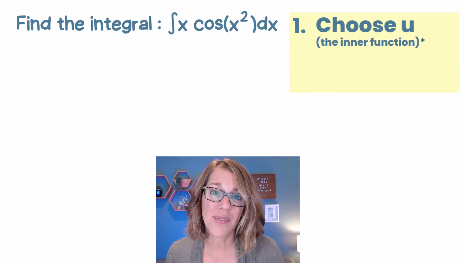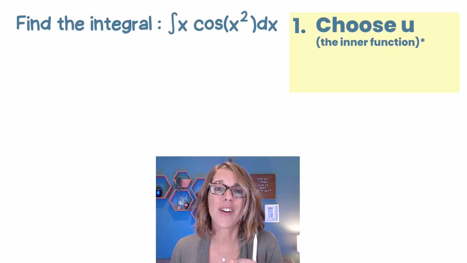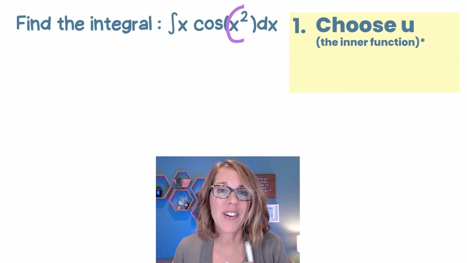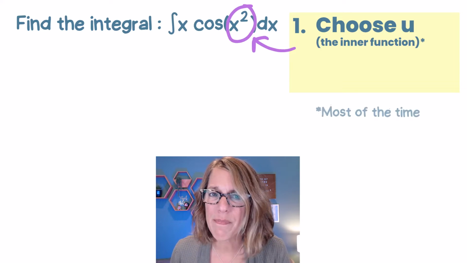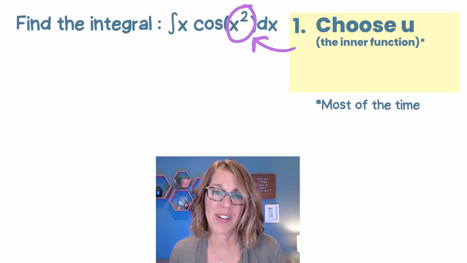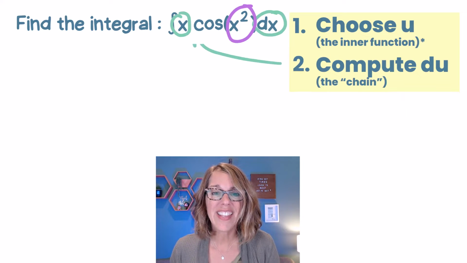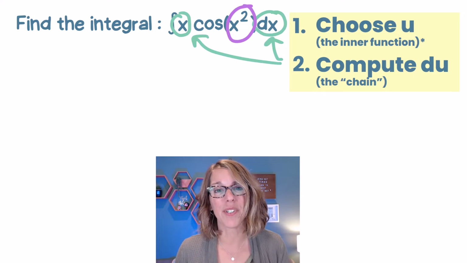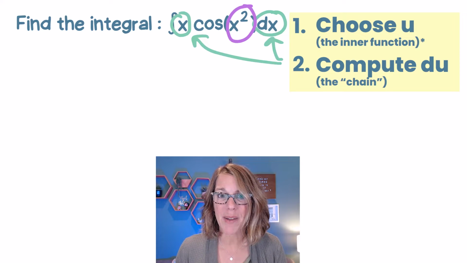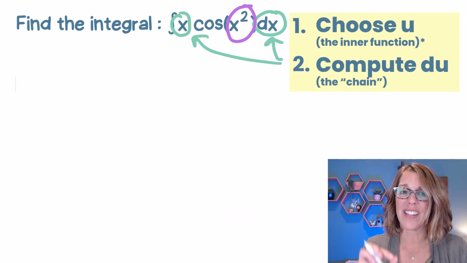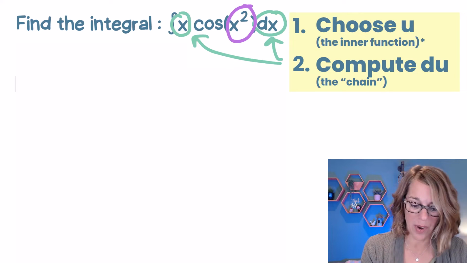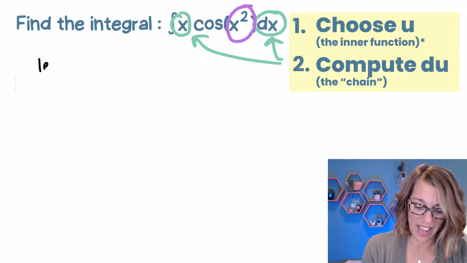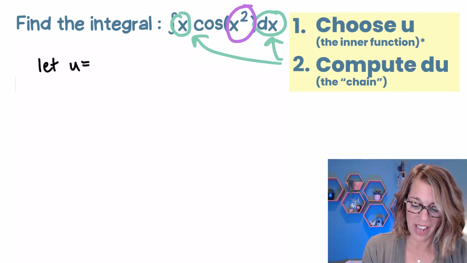Now, as we go through, we want to start by deciding what our u is. That's going to be your innermost function, at least most of the time. And then we want to let everything else, that's going to be the chain part, what's multiplied on, become our du. So as I work through this one, I want to let that innermost function, that x squared, be u. So we're going to let u equal x squared.